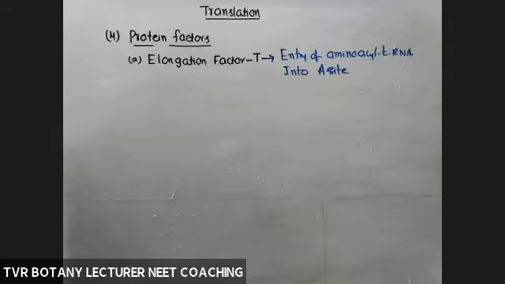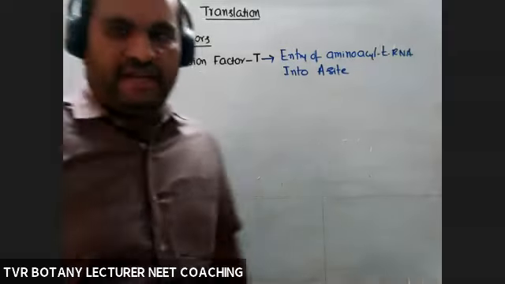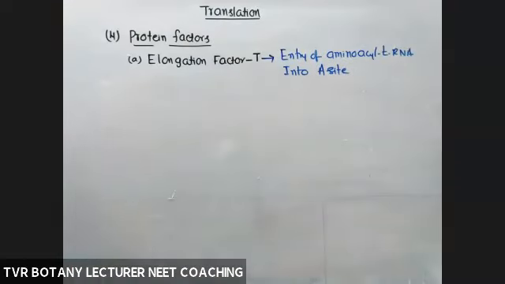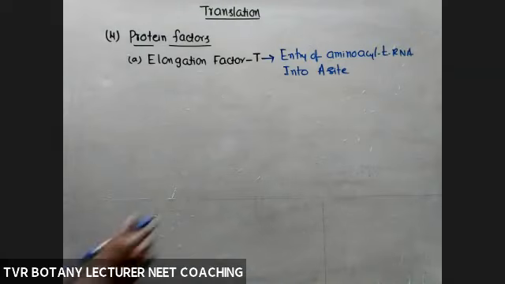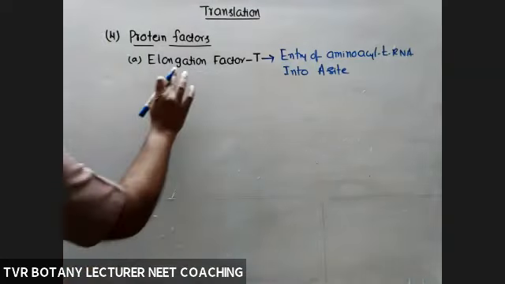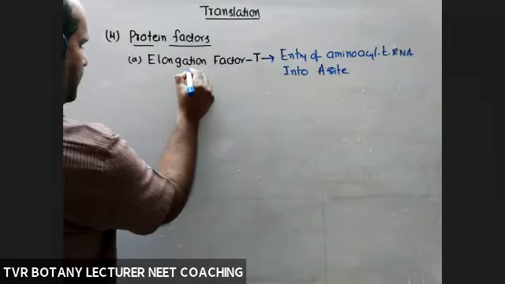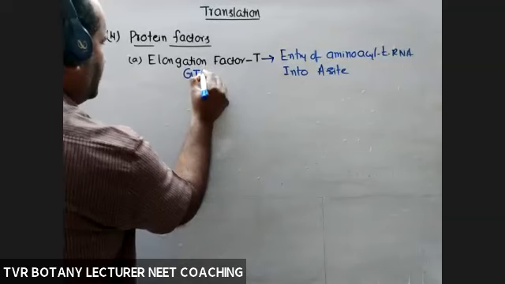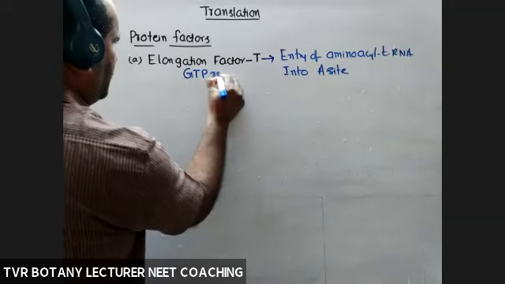What is amino acyl tRNA? A tRNA with an amino acid. So for the entry of amino acyl tRNA into the A site, this factor is required. Okay, so at the time of entry, one molecule of GTP is required. Here GTP is consumed. Again, I will discuss this one. GTP is also required.